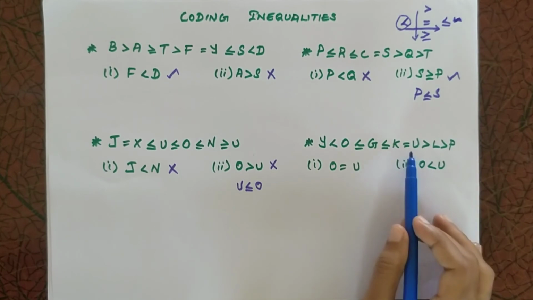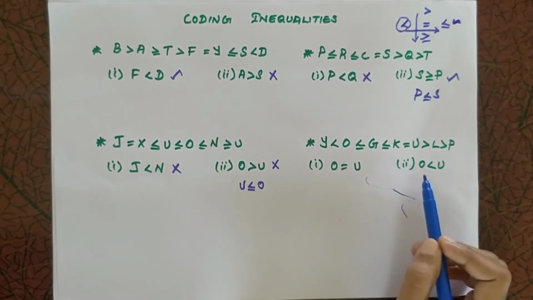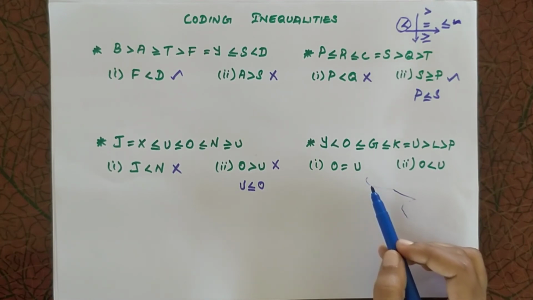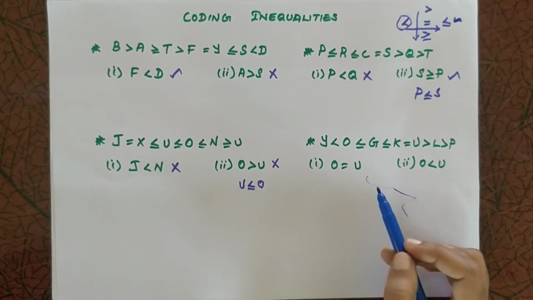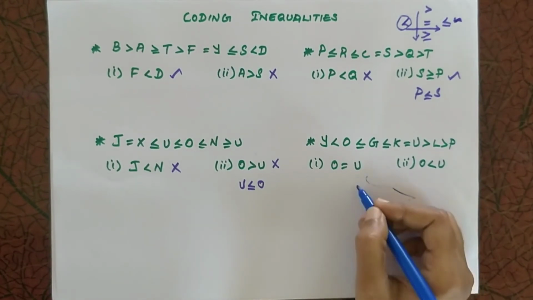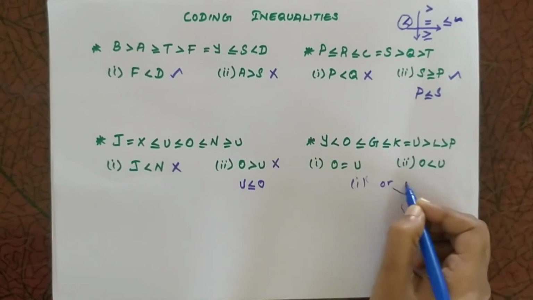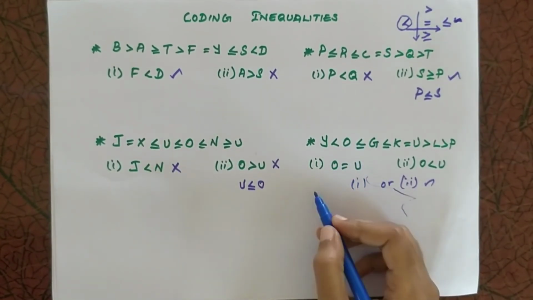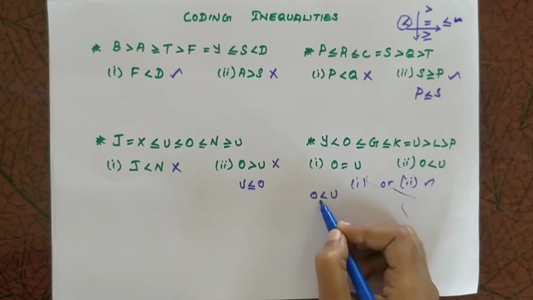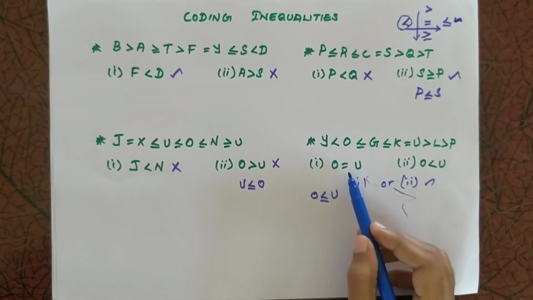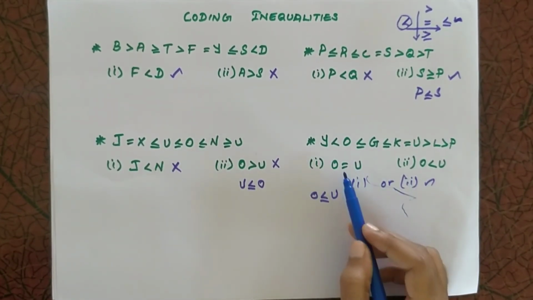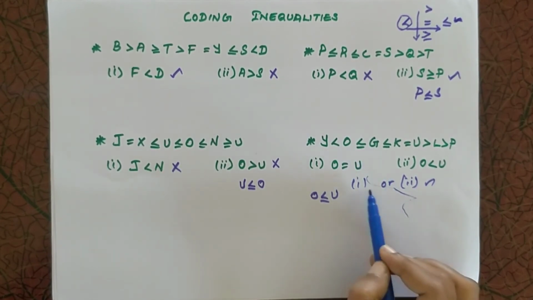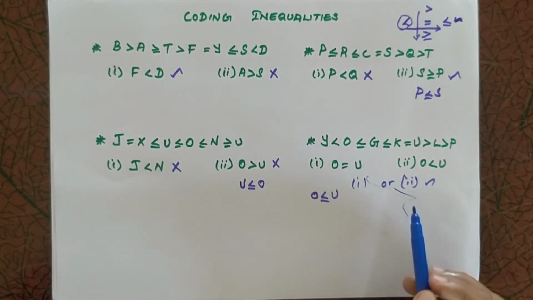So if you consider both the symbols, we will have one option saying either conclusion 1 or conclusion 2 follows. We have to say either 1 or 2 follows because the answer is O less than or equal to U. So either it can be less than or it can be equal to. So the answer of this particular statement is either conclusion 1 or conclusion 2 follows.